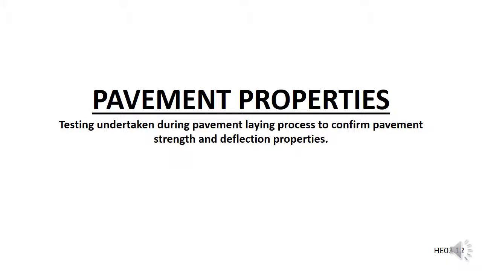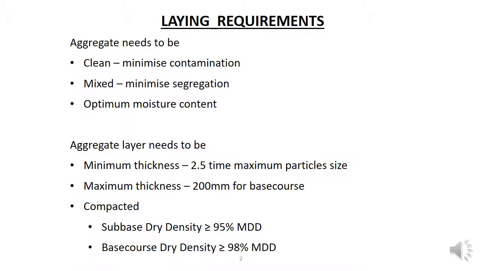This video looks at the required properties of the pavement layer and the tests we undertake to confirm that the pavement we are constructing meets the specified requirements. Section 7 of TNZ B2 requires that the aggregate transport and laying methodology be planned to avoid segregation and contamination.